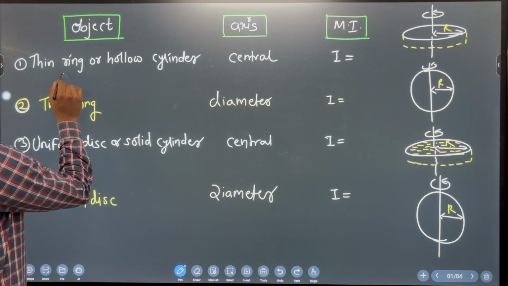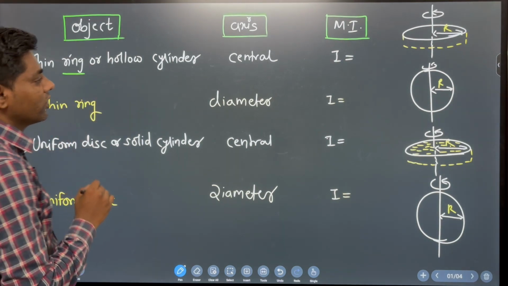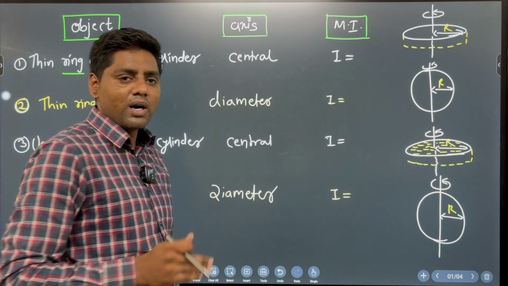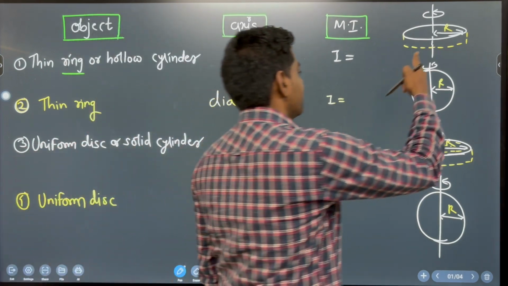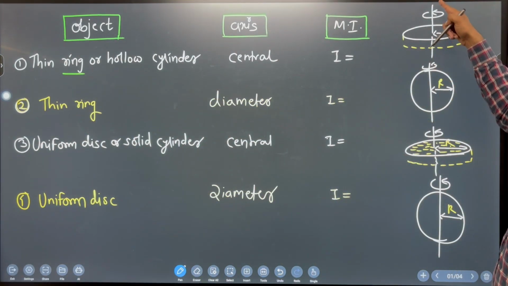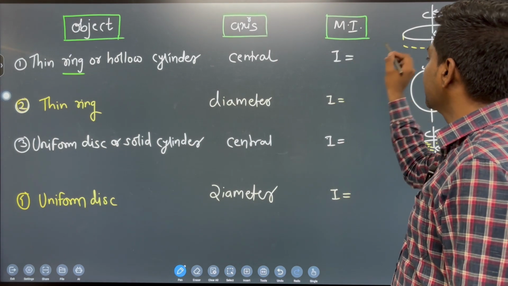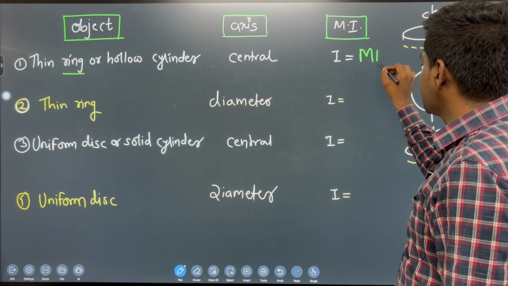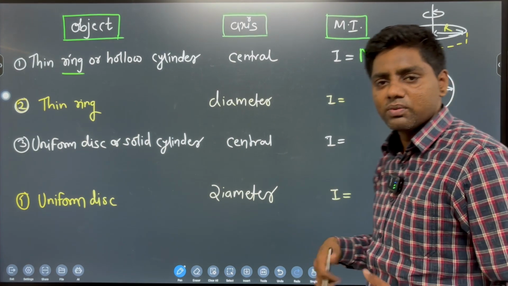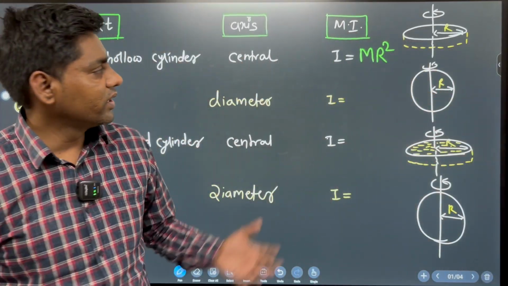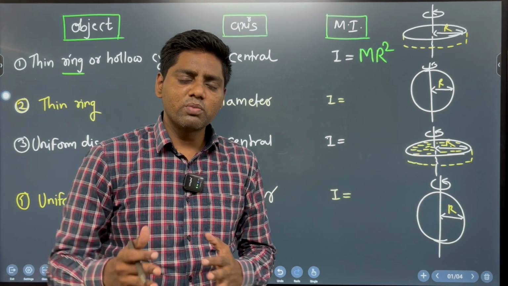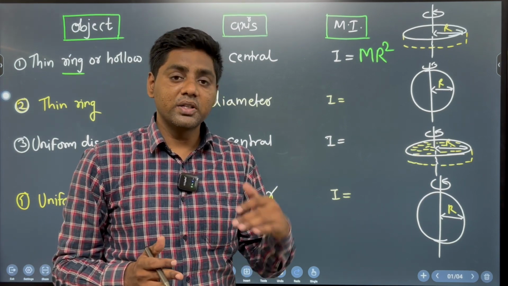The first object is thin ring or hollow cylinder. The moment of inertia about the center. So now this is the diagram of thin ring, moment of inertia about an axis passing through its center. So remember the formula, I equals MR square. So it is a very important and very simple formula. You can calculate this formula by using the most important formula, I equals integration r square dm.